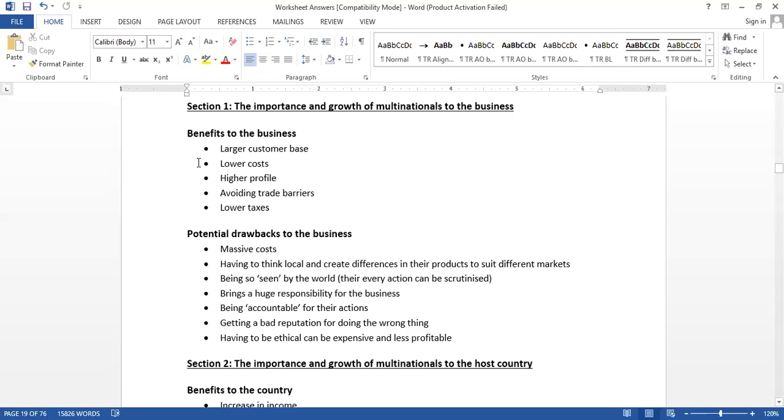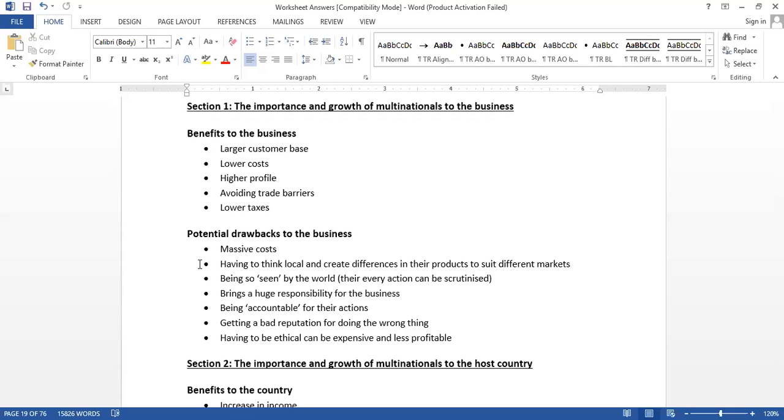Moreover, the other side of the answer, because for a 9 marker you always have to pick one option, right? 2 benefits and 2 drawbacks. In the 2 drawbacks part, you can see the potential drawbacks to the business. You can say massive cost, right? You have to think local and create a difference in your products to suit the different markets. We call this ethnocentrism. You have to think about local differences, like cultural differences, right?